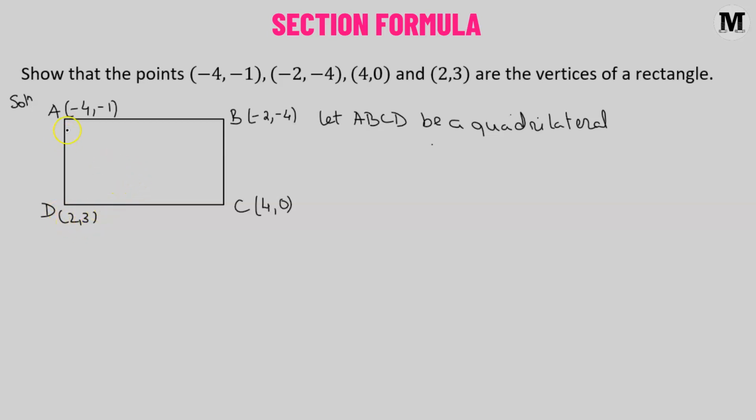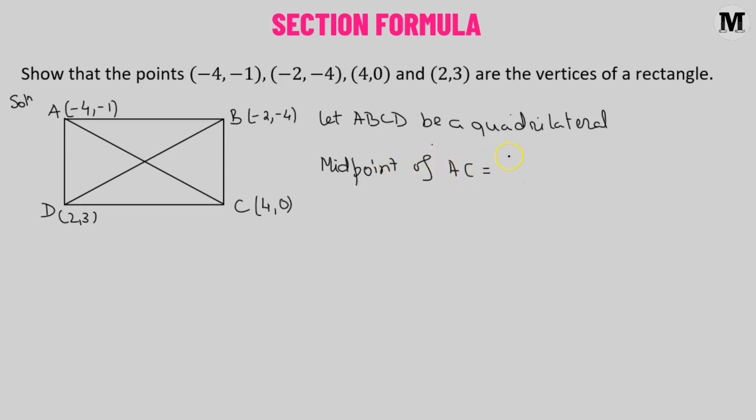Now what we'll do is join the vertex A with vertex C and B with D, and that's going to give us the two diagonals of the quadrilateral ABCD. So here we have the diagonals AC and BD. We'll first try to compute the midpoint of the diagonal AC.